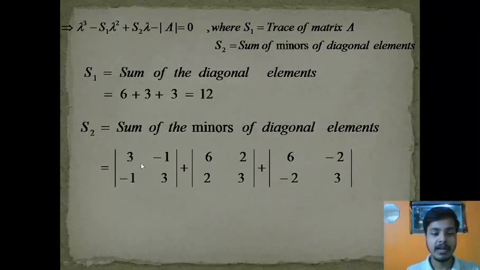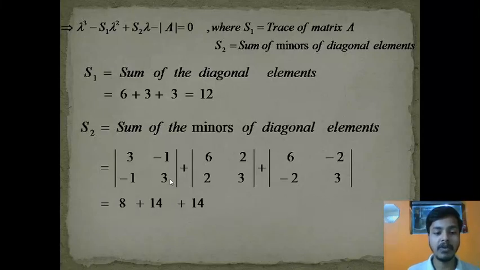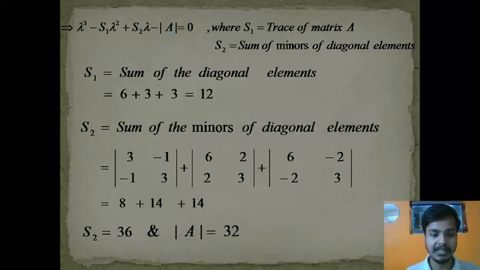Now S2: apply a simple determinant by cross multiplication. 3 times 3 is 9 minus 1, so 8. 6 times 3 is 18 minus 4, 14. Then plus 14, since 6 times 3 is 18 minus 4, again 14. What is 8 plus 14 plus 14? 36. Then you have to find the determinant, either manually or with the help of a calculator. The determinant comes out to be 32.